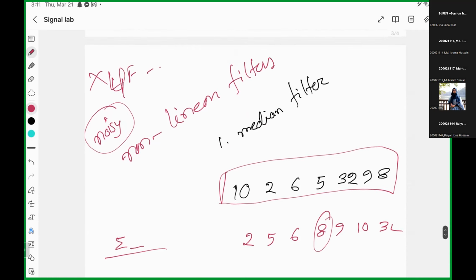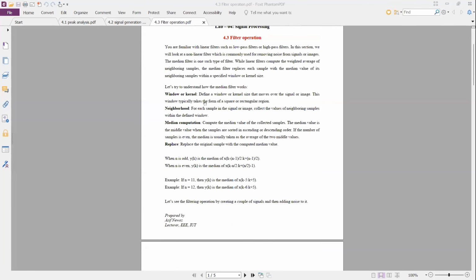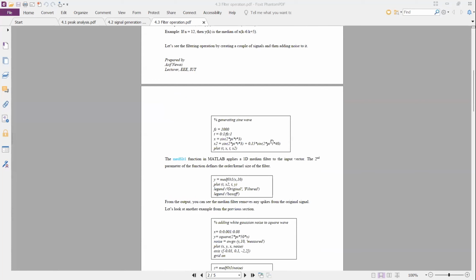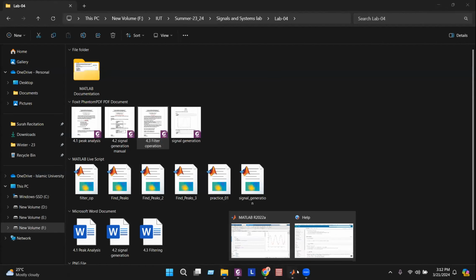So in the median filter, it will perform the operation in the space domain that we are going to see. So let's look at the output. It will be much easier for you to understand. So I have already discussed here what is the window and what is the median filter, how we calculate. Now see the operation of the median filter. Let's see.